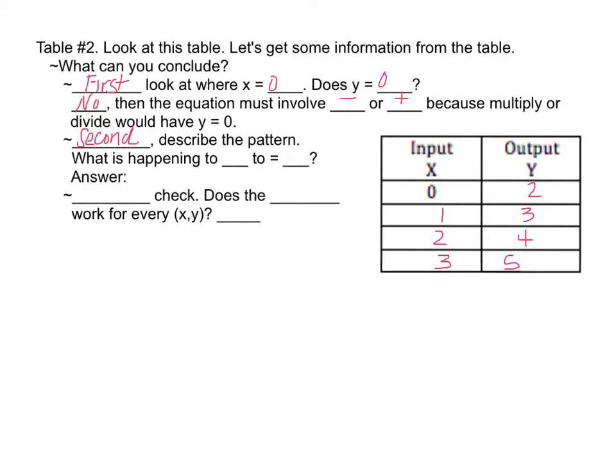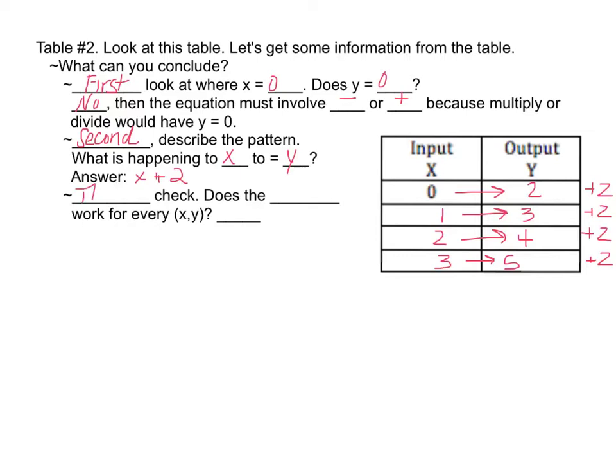Second, we're going to describe the pattern. What is happening to x to equal y? Well, if I look here, from 0 to 2, it looks like they're adding 2. From 1 to 3, adding 2, 2 to 4, adding 2, and it looks to me like I have found a pattern. So that means it is x plus 2.